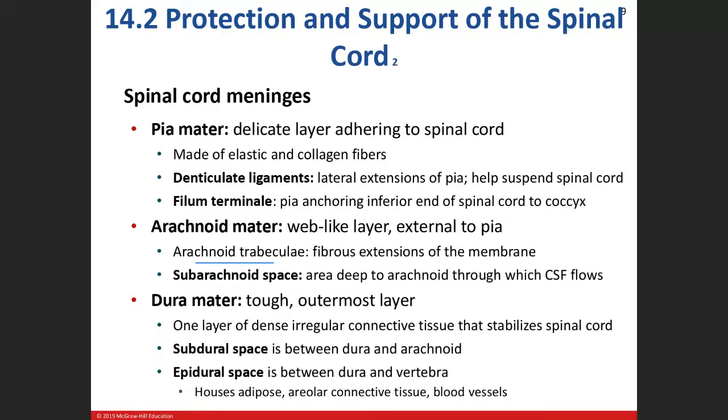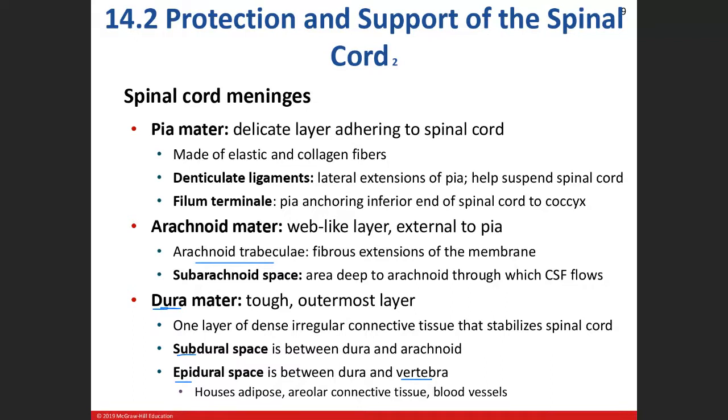And finally, the dura mater, that's the outermost layer. That's made up of that dense irregular connective tissue. There are two spaces associated with the dura mater: the subdural space and the epidural space. The epidural space is outside the dura mater, just beneath the vertebrae. And the subdural space is the potential space in between the arachnoid mater and the dura mater.